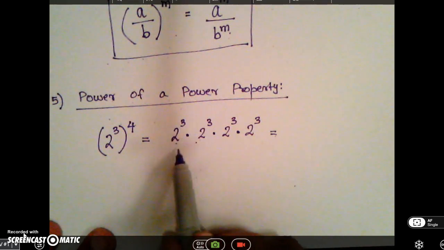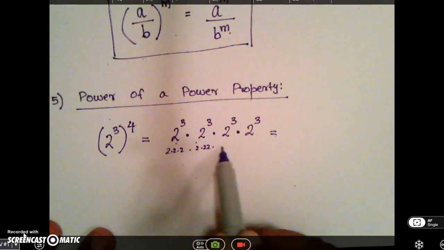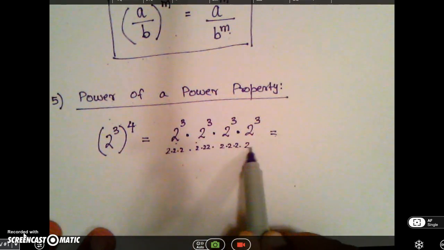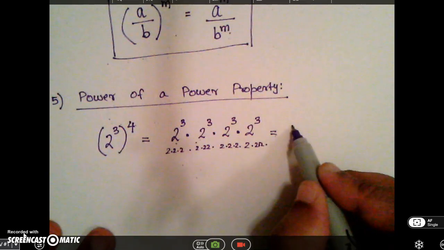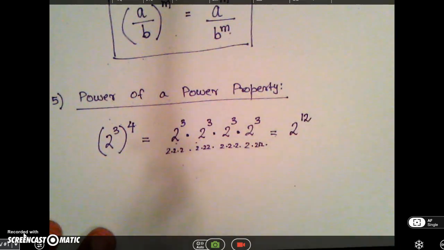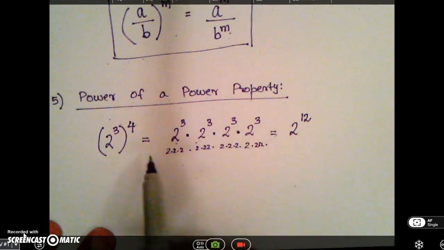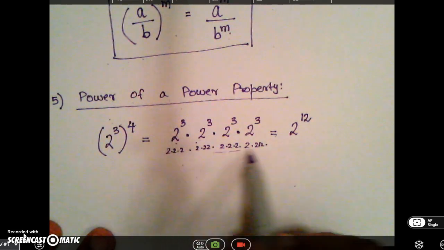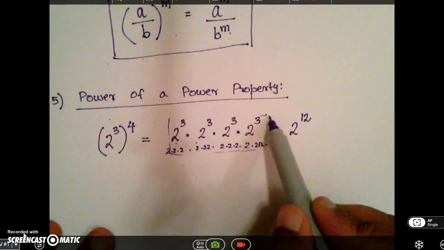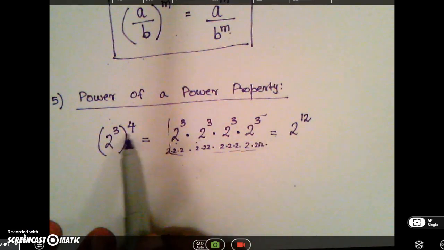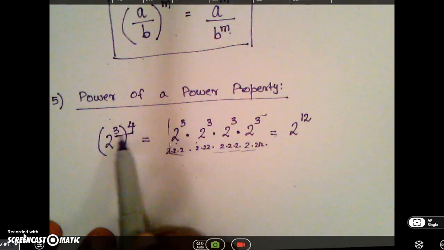So this is 2 to the power of 3, so I will have 3 2's here, another 3 2's here, another 3 2's here, another 3 2's here. That means I have a total of 12 2's, right? So that is 2 to the power of 12. So if I look at it closely, I can skip this whole thing. What I did here, I can skip this whole thing if I understand what is happening between these two numbers.